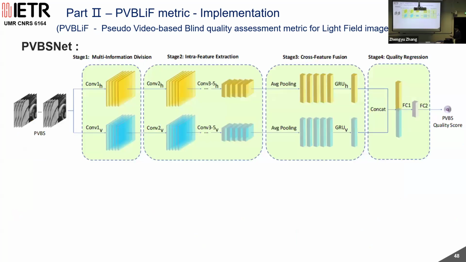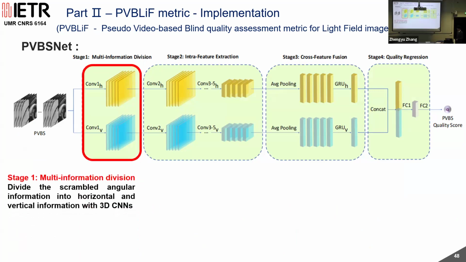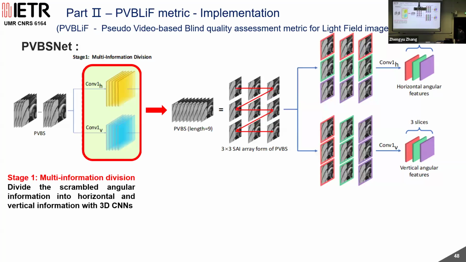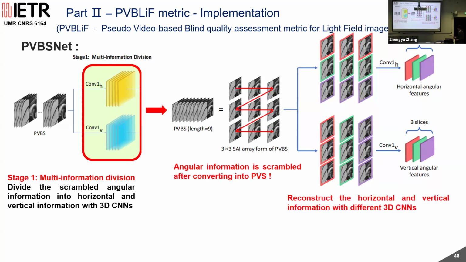For the PVBS net, we divide it into 4 stages according to different functions. The first stage is the multi-information division. And this stage is the key of our proposed network because we can see that the angular information actually is scrambled after converting the light field image into PVBS. But we still find that actually there are certain patterns in this arrangement. So we propose to reconstruct the horizontal and vertical information with different 3D CNNs. That is the first stage.